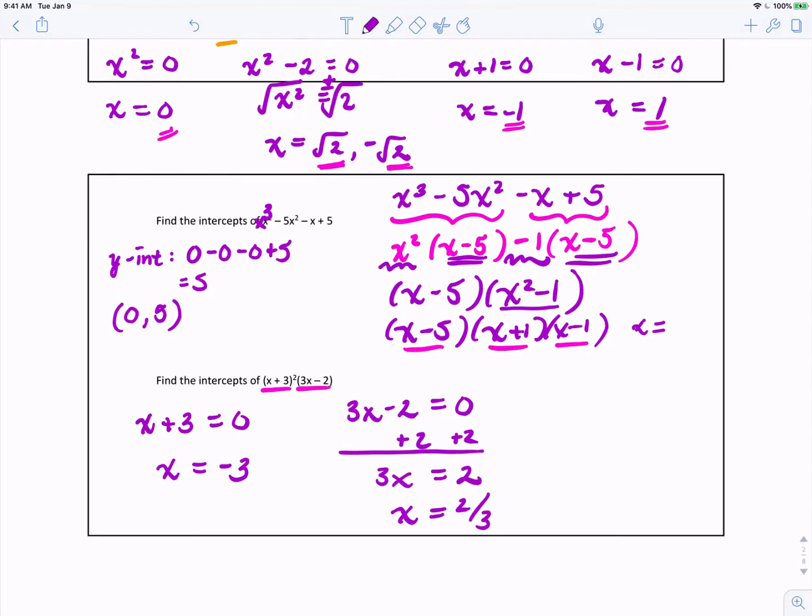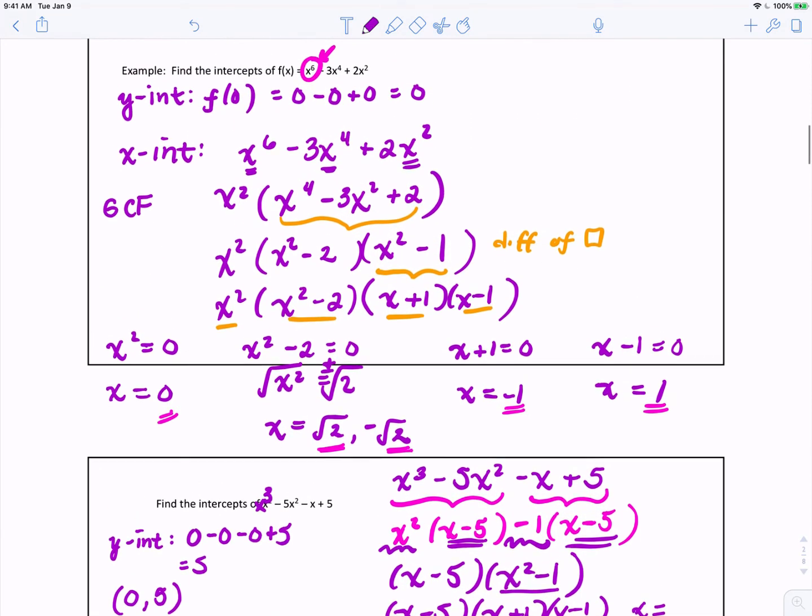Now, see how this factor has a square in it? What we say is that this is a root of multiplicity 2, meaning that it occurs 2 times. Multiplicity might be a new word for us. If I were to take that factor and expand it, x plus 3 times x plus 3, and solve each one of those factors equal to 0, I would get negative 3 2 times. So that's why we say it's a root of multiplicity 2.